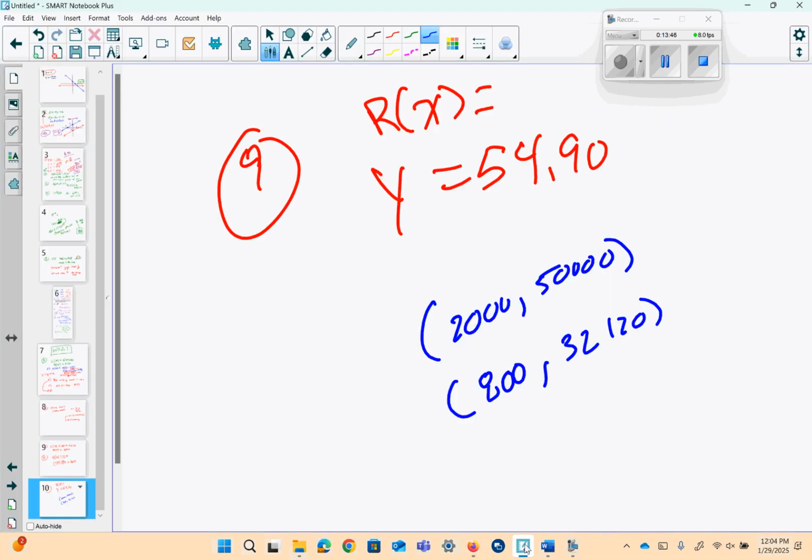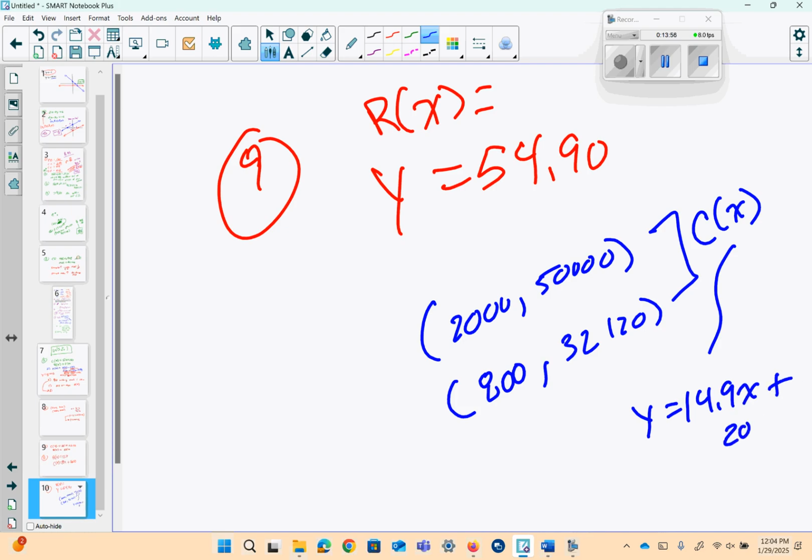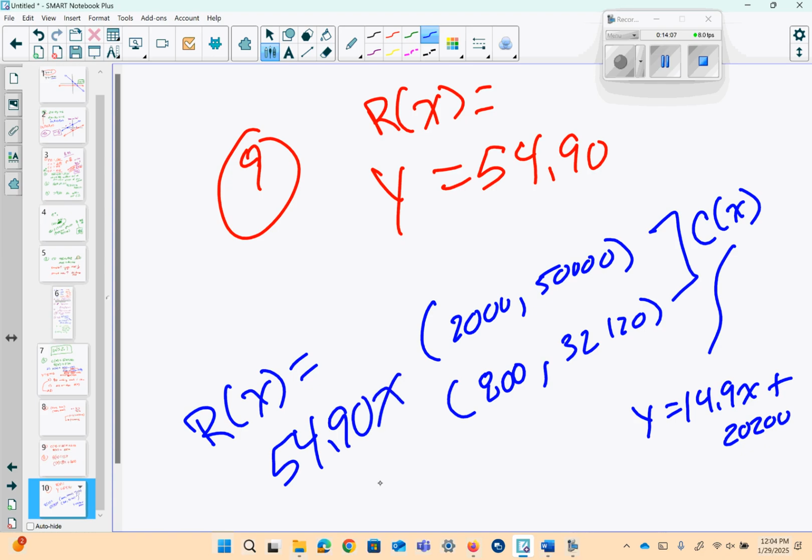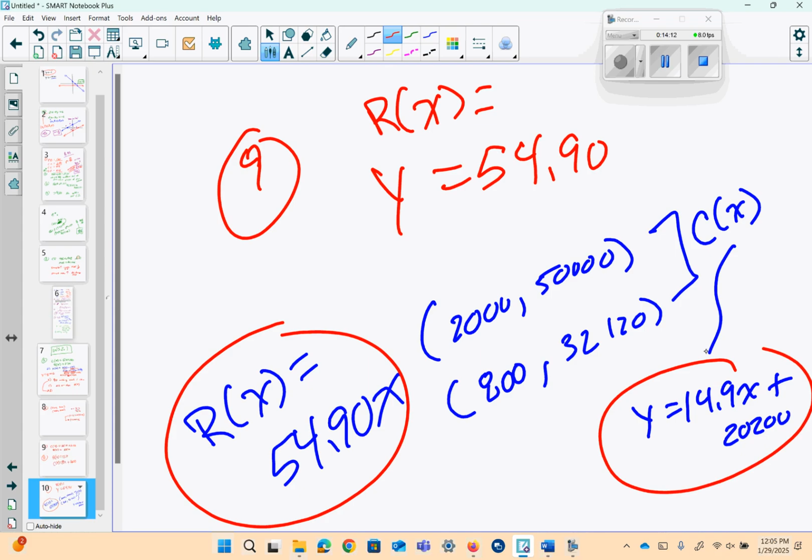All right, so I'll go back to this so you can have the answers. By using this equation, my cost equation is y equals 14.9x plus 20,200. And then my revenue, R of x, is equal to 54.90x. So those are my 2 equations. So cost and revenue. And then find the break-even point. Going back to our buddy.